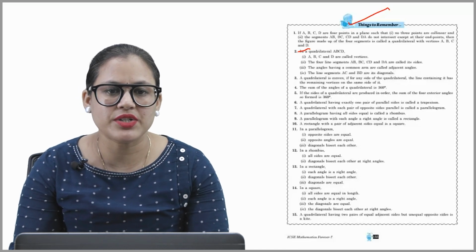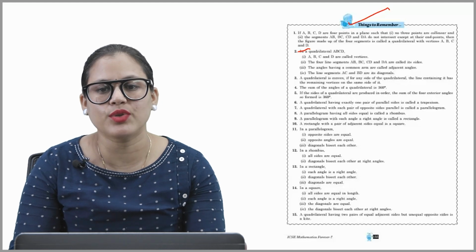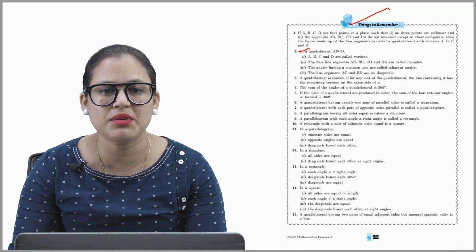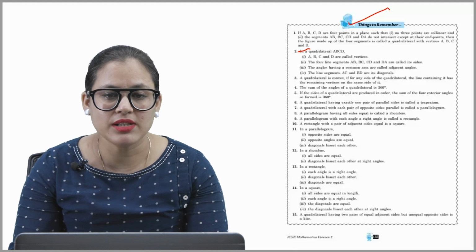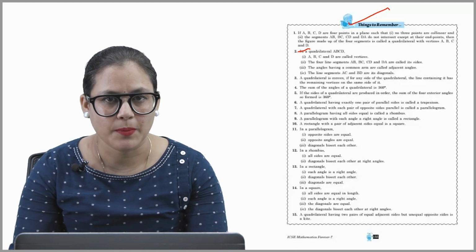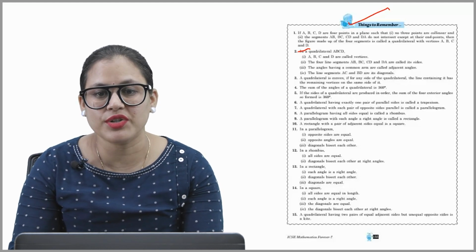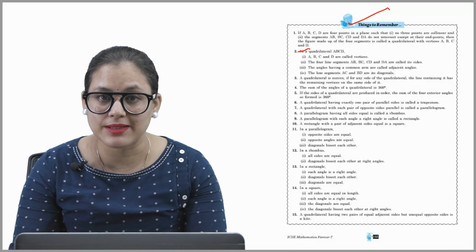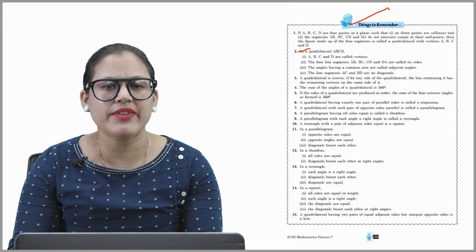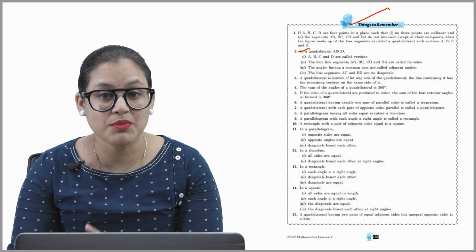Number 3, a quadrilateral is convex if for any side of the quadrilateral, the line containing it has the remaining vertices on the same side of it. 4, the sum of the angles of a quadrilateral is 360 degrees. 5, if the sides of a quadrilateral are produced in order, the sum of the 4 exterior angles so formed is 360 degrees. 6, a quadrilateral having exactly one pair of parallel sides is called a trapezium.